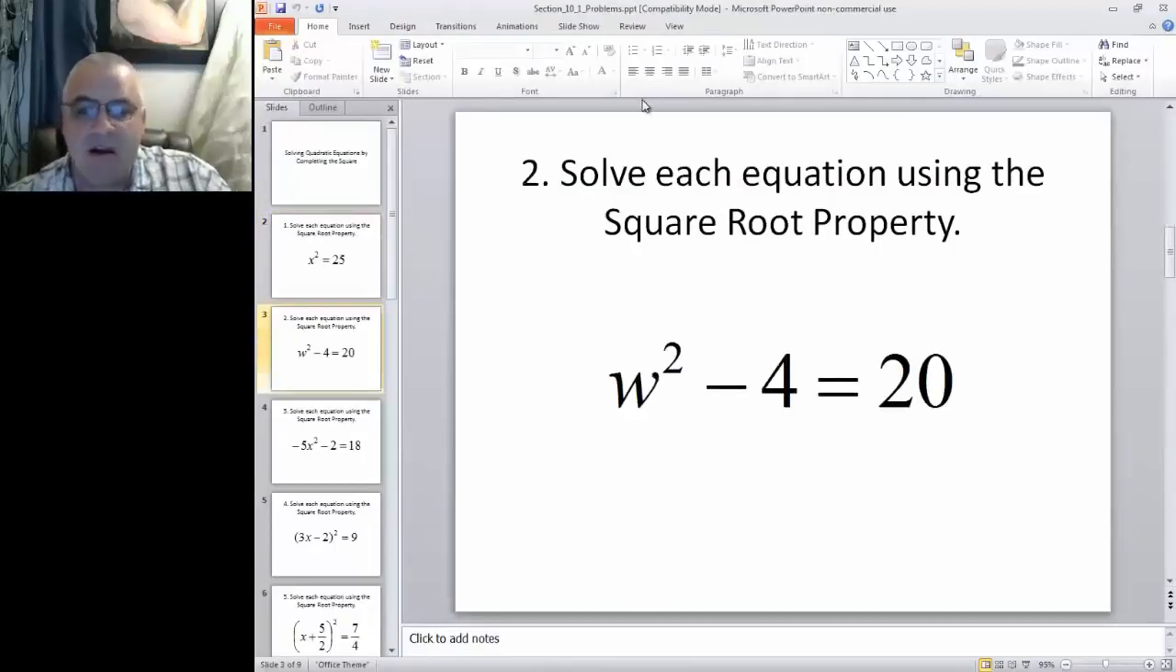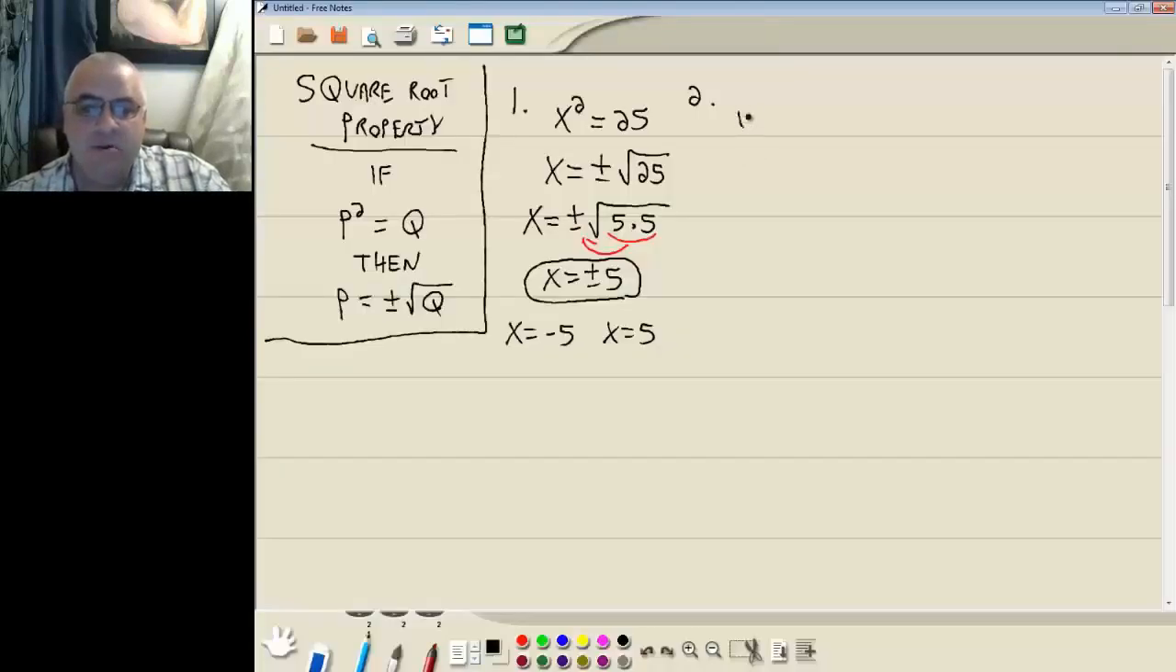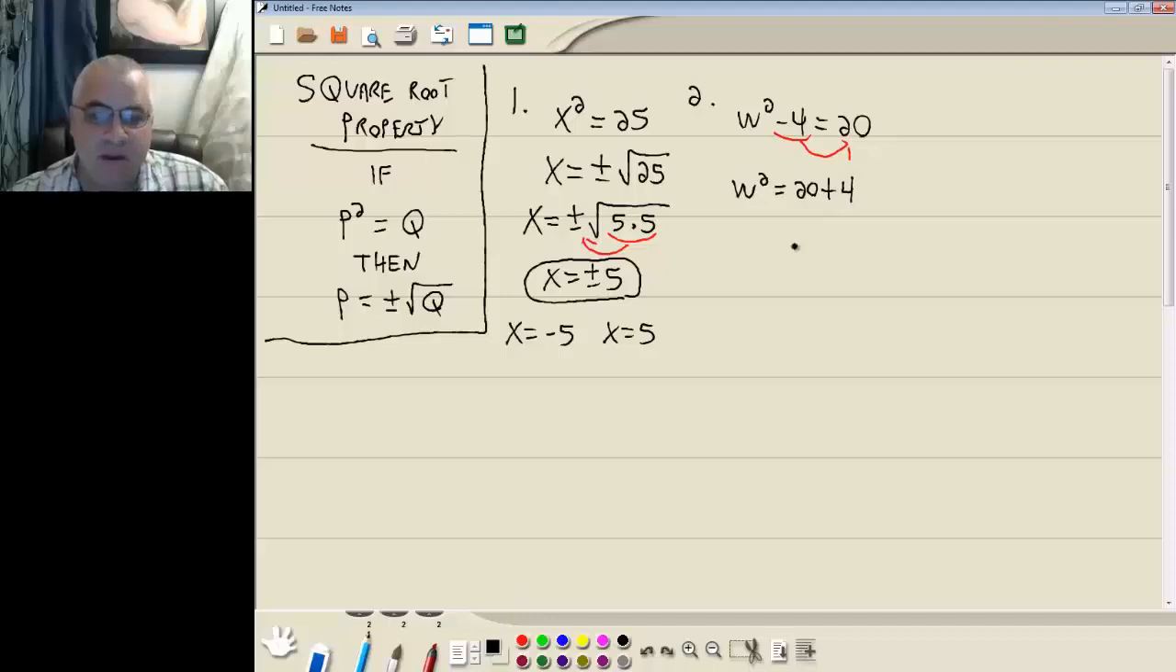Take a look at our second example. We've got w squared minus 4 is equal to 20. Notice on this particular problem, the entire left side isn't squared. So our first step is to get the part that's squared by itself. So I'm going to take this negative 4 and move it to the right side. So we get w squared is equal to 20 plus 4. Remember, when you move anything across your equals, your sign changes, so negative 4 becomes a positive 4. Add those together, 20 plus 4 is 24.